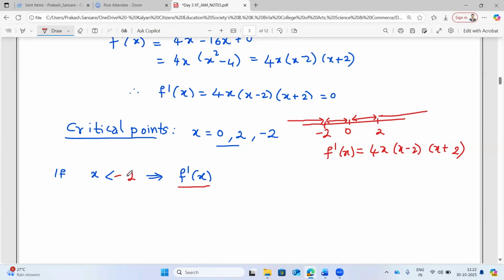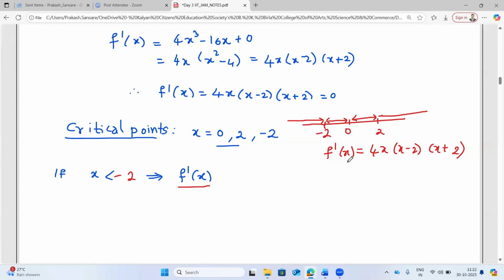Now you tell me, if x is strictly less than minus 2, is f dash x positive or negative? It will be negative, because this is less than 0, x plus 2 will also be less than 0, and this x plus 2 will also be less than 0. The product of three negative numbers is negative, so this will be less than 0.